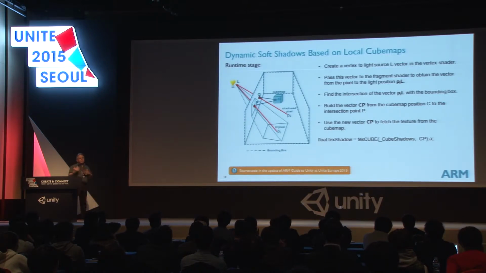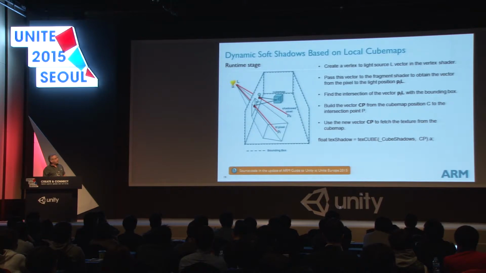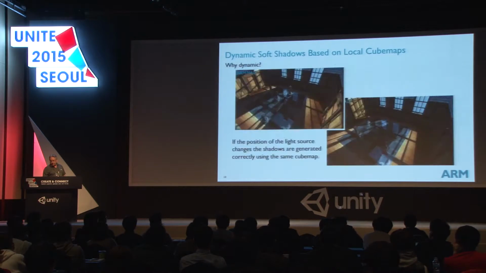As you can see, it is really simple to understand the principle, and it's really simple to implement it, because we are talking about just passing to the fragment shader a vector, applying in the fragment shader a local correction to the vector, and making one fetch from the texture. The complete source code of this technique and the same explanation will be in the next update of the guide, as I said at the beginning of the class.